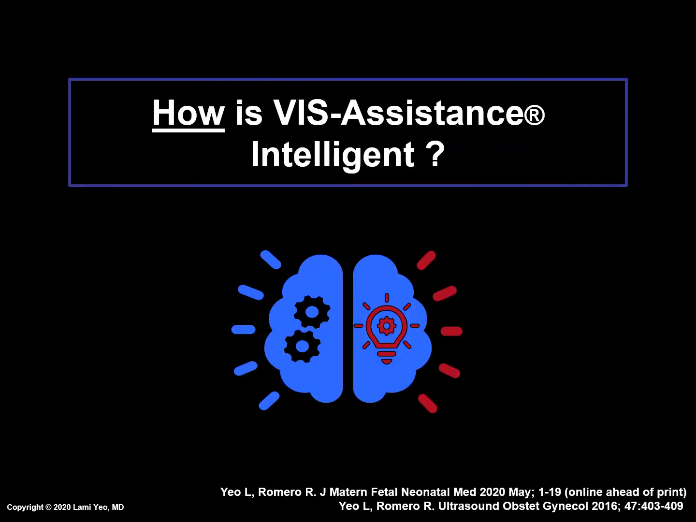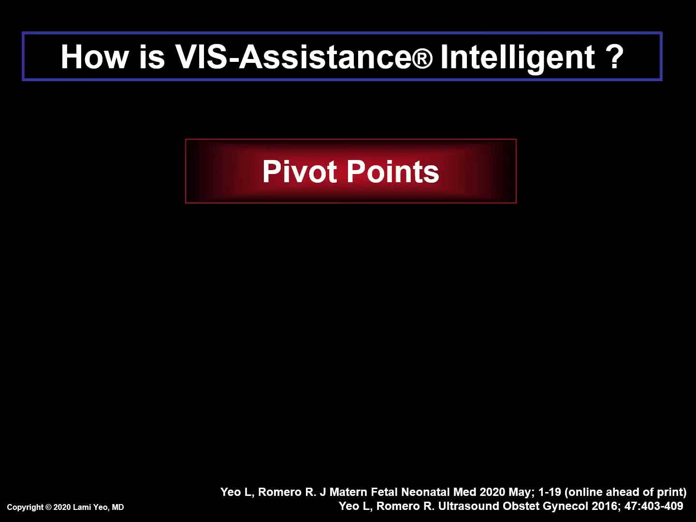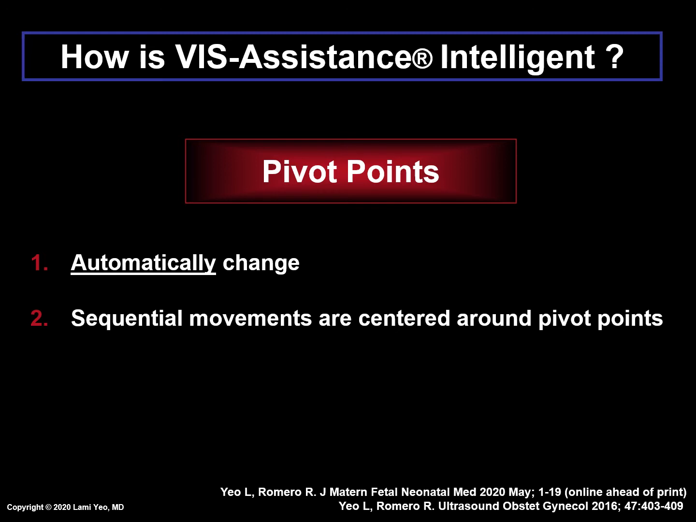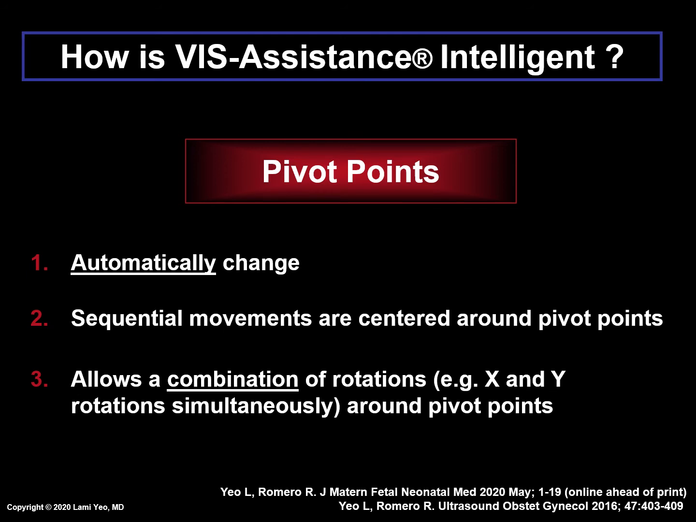Now, we just stated that the automatic navigational movements through the stick volume, which are performed by VISA, are intelligent. So how is VISA Assistance intelligent? What do we mean by this? VISA consists of invisible pivot points that automatically change. The sequential movements seen in the VISA video clip are centered around such pivot points. Moreover, VISA allows a combination of rotations, such as the X and Y rotations simultaneously, around the pivot points, and this is unique to the FINE method.